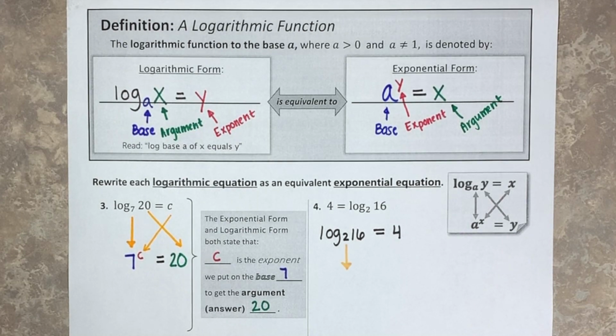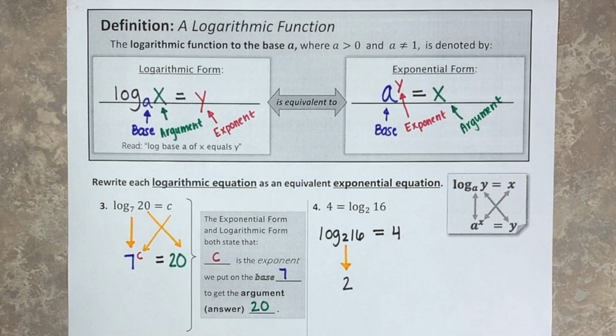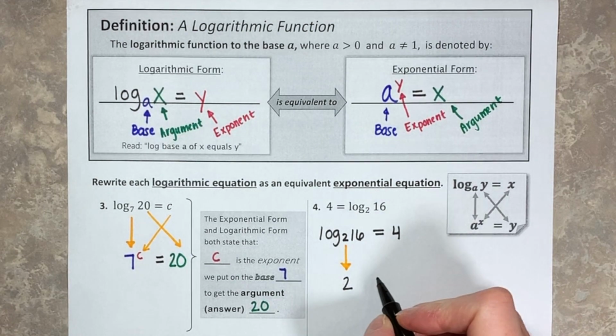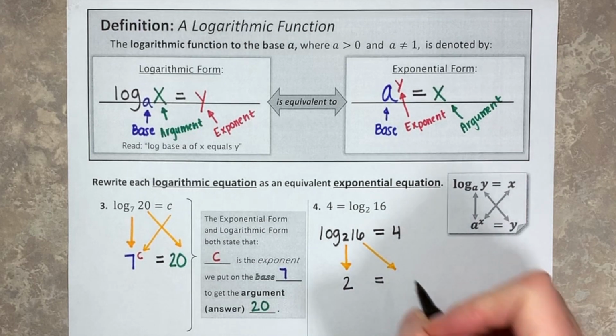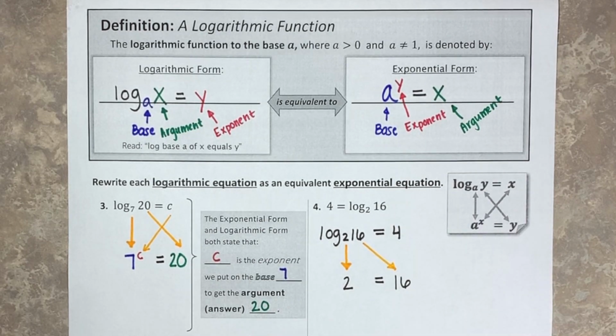Now let's write this in the equivalent exponential form, and we'll use our trick. So we'll start by bringing down the base, which is 2, and then we can write our equal sign, and then we can switch the next two numbers. We'll put the 16 over here, and the 4 is our exponent, so we'll raise the 2 to the 4th.